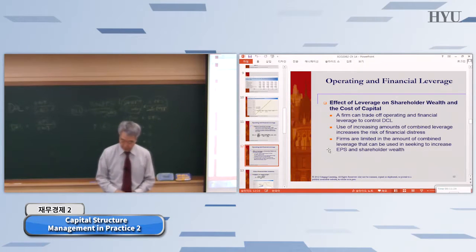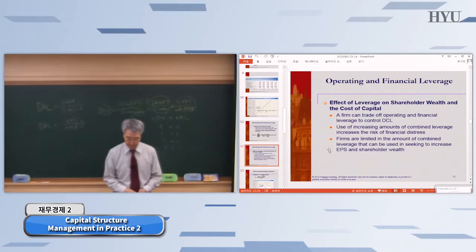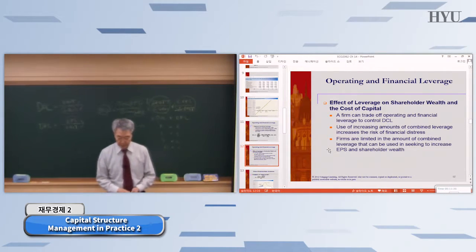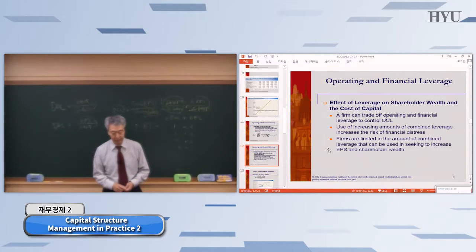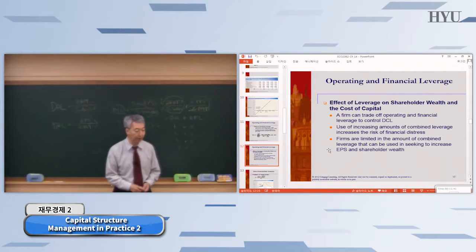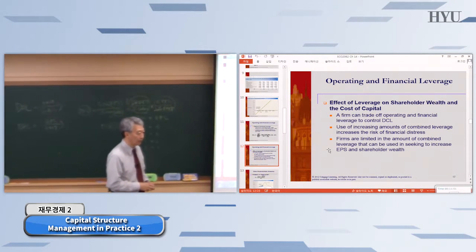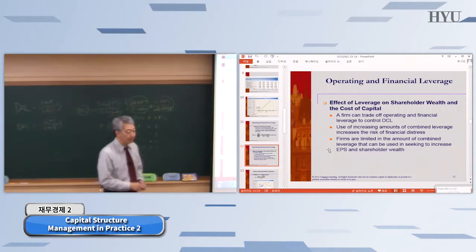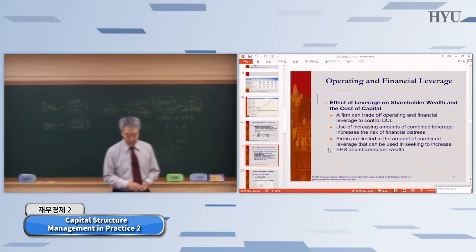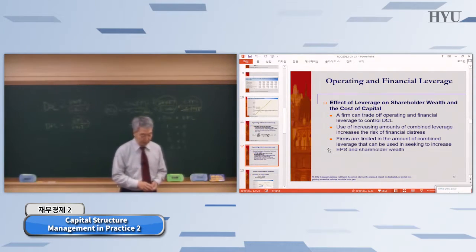And the last comment here is that firms are limited in the amount of combined leverage that can be used in seeking to increase EPS and shareholder wealth. So again, the positive side of this leverage, combined leverage or operating leverage, is you can increase shareholders' wealth or EPS. But you also have to understand that the risk increases.